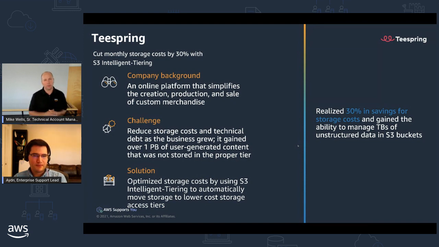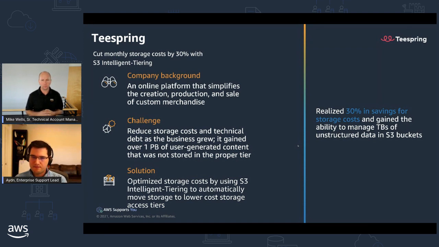The challenge that Teespring was facing is they looked to reduce their storage cost and technical debt as the business grew. It gained over 1 petabyte of user-generated content that was not stored in the proper tier. Millions of people bring their designs and ideas to Teespring, and the company has to store data for these users and all the products that they create. For a creator who only offers a couple of products, there might be just a handful of files, but for a more prolific user with multiple products and color choices, there can be tens of thousands of high-resolution images. Over time, this resulted in accumulating billions of image files that had to be accessible on demand to Teespring's manufacturing network.